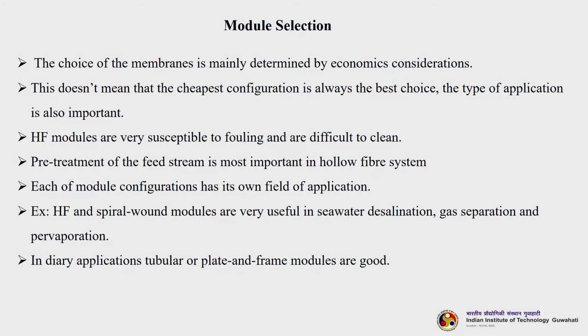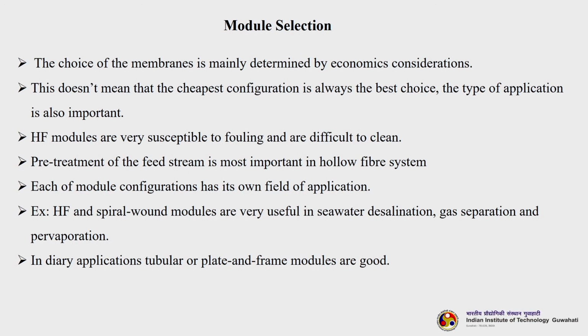So, now let us understand what module selection is and how we are going to select a particular module. We have discussed the different types of modules that are possible, whether it is a stirred cell module, a tangential system, that is plate and frame system, a capillary one, a tubular one or a hollow fiber one. We have discussed so many things. Now, which one will you choose?